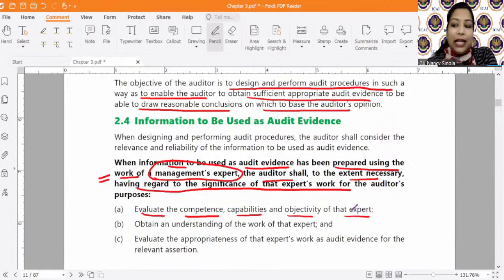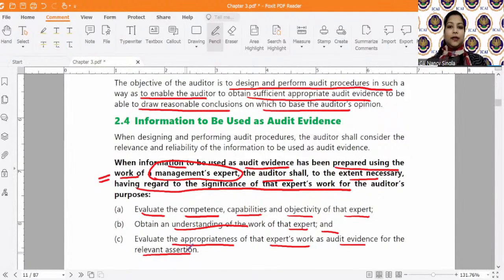And now, competence is what? The skill, the knowledge that is required in that field, whether he has that or not. Obtain an understanding of the work of the expert and evaluate the appropriateness of the expert's work as audit evidence for the relevant assertion. Now, with respect to assertion, we have discussed in brief a number of times, and today or in the next session, we'll be taking this topic in detail.